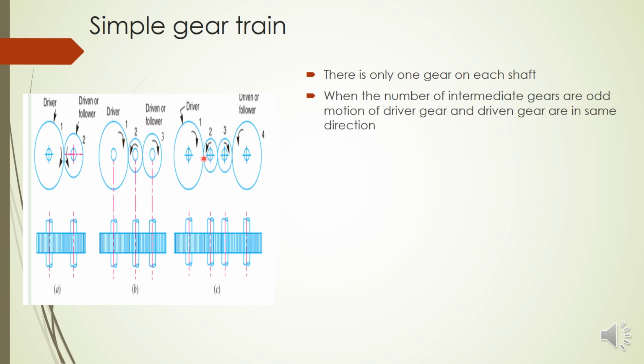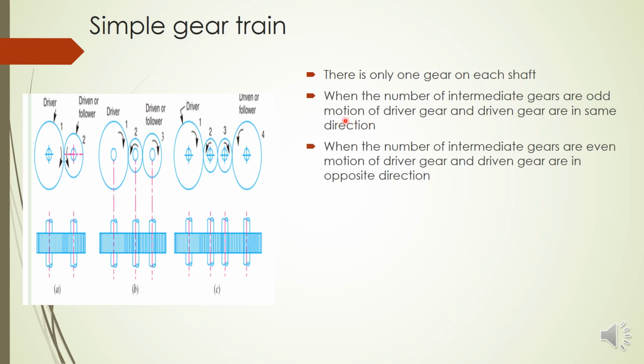Similarly here, 1 and 2 rotate in opposite directions, 2 and 3 rotate opposite, 3 and 4 rotate opposite. That means 1 and 4 will be in opposite directions. Like that we can predict the direction of motion of a driven gear by counting the number of intermediate gears. When the number of intermediate gears is odd, the driver gear and driven gear move in the same direction. When the number of intermediate gears is even, they move in opposite directions.